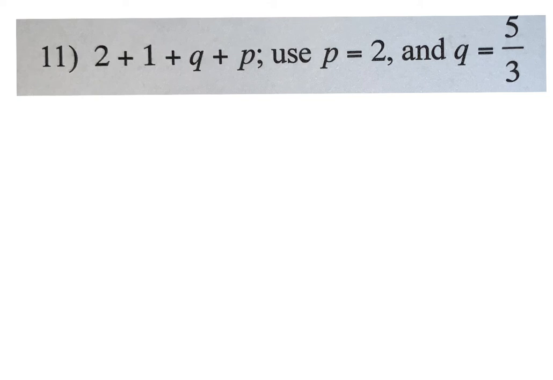For number 11, they have 2 plus 1 plus q plus p. P is 2, q is 5/3. And so the first thing we're going to do is just plug in q and p. So 2 plus 1 plus q plus p.